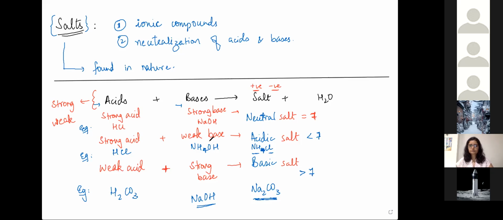Ma'am, could you repeat your sentence? I wasn't able to hear it. Oh, so I was just saying it's very easy to identify salts. If you take any ionic compound, and that ionic compound is not an acid or a base, if it doesn't have H plus or OH minus ions, then you can be sure that it's a salt. Any ionic compound is a salt.